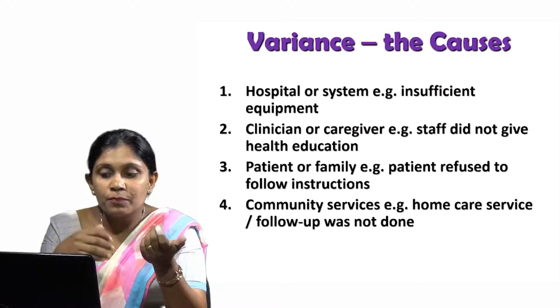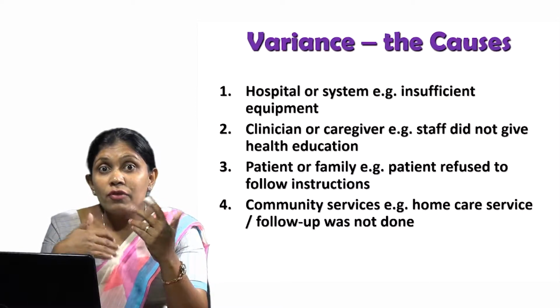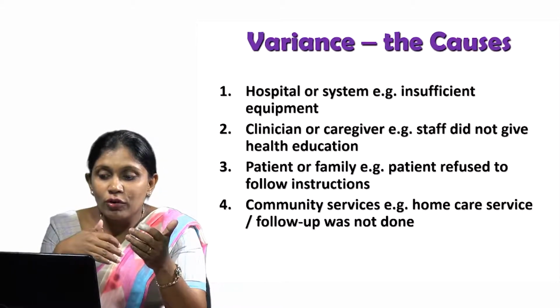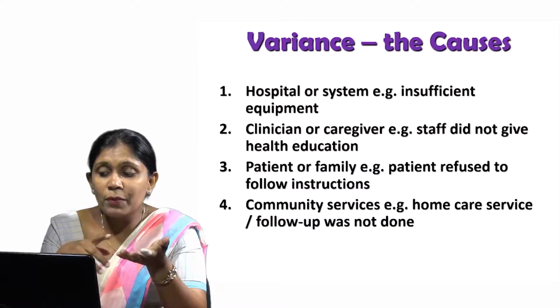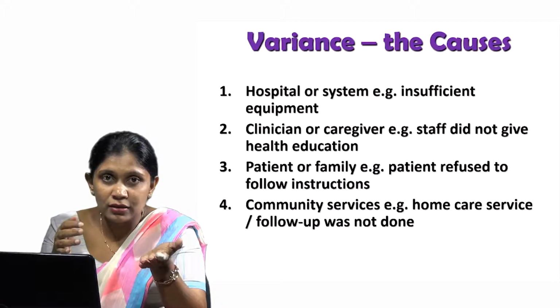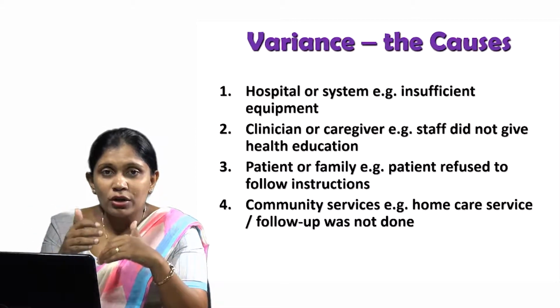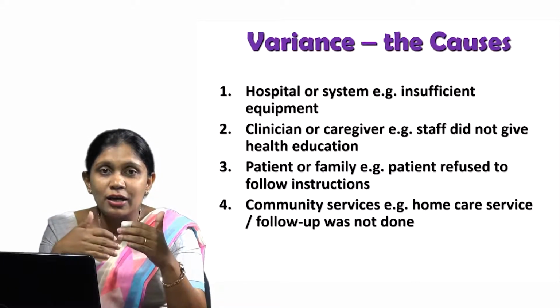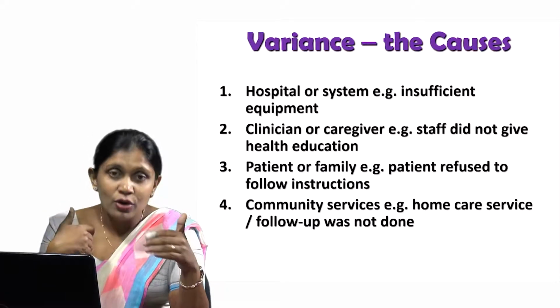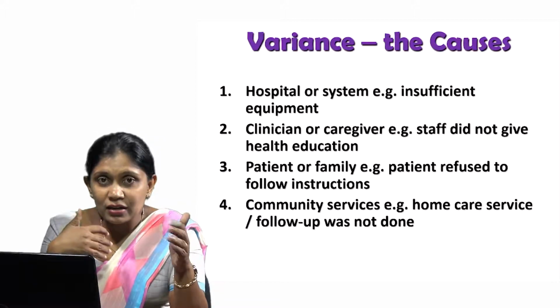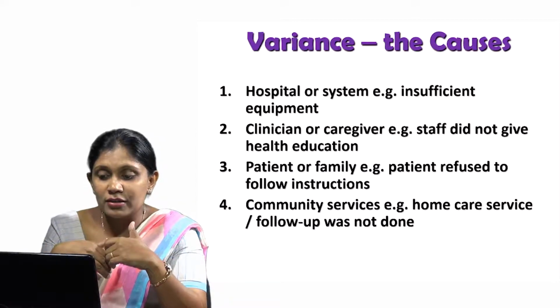Then next, patient or family causes can also be involved with the variances. For example, the patient refused to follow instructions, or the patient needs to wait for somebody to come. Till that time we have to delay the procedure or the surgery, whatever. So that is also a kind of variance.